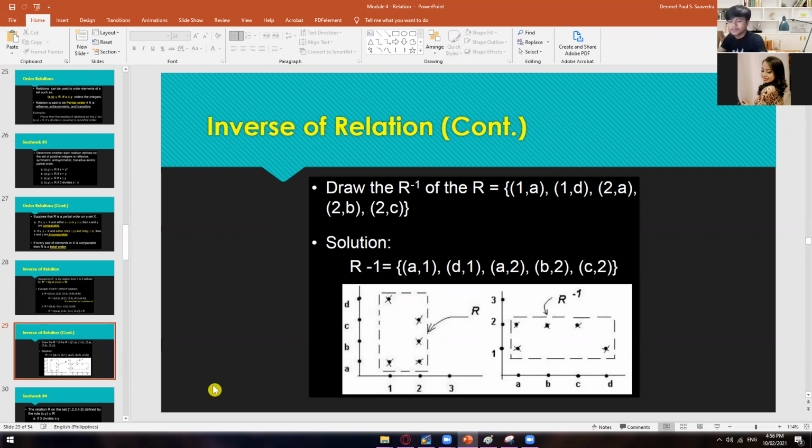All right. So I hope that you guys are already there. So do you guys have a question regarding this one, inverse of relation using a diagram? Diagram. Just a graph. Okay.